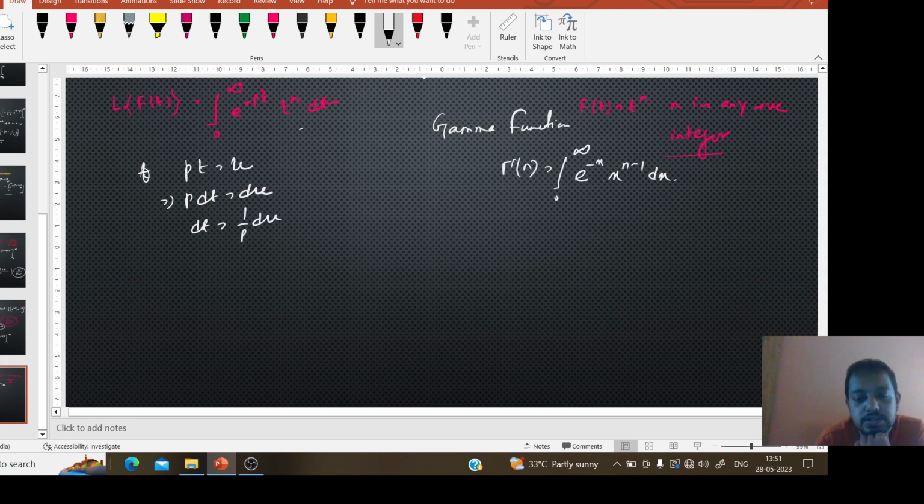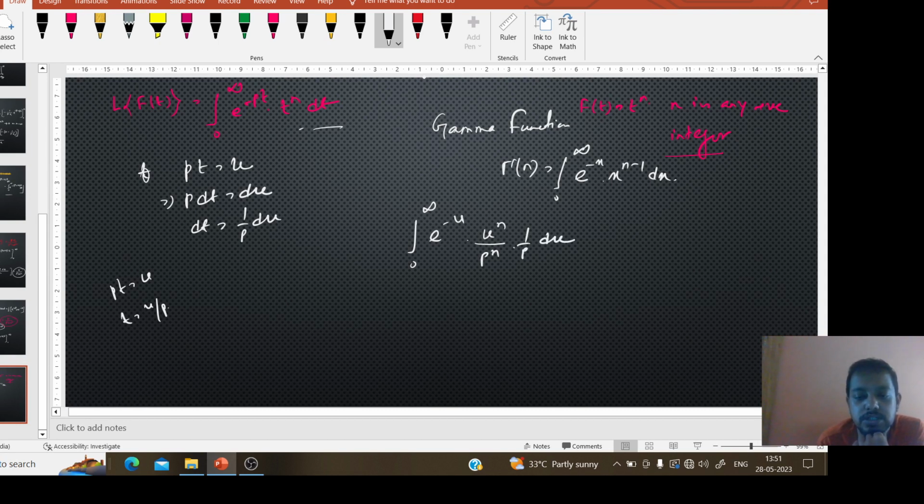So here what do we get? That is the integral from 0 to infinity of e to the power minus u, and as pt is equal to u, this implies t is equal to u by p. That is u to the power n by p to the power n, and the value of dt is 1 by p du.